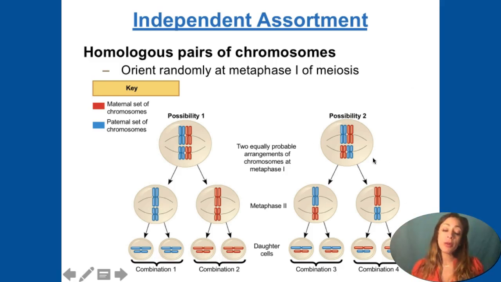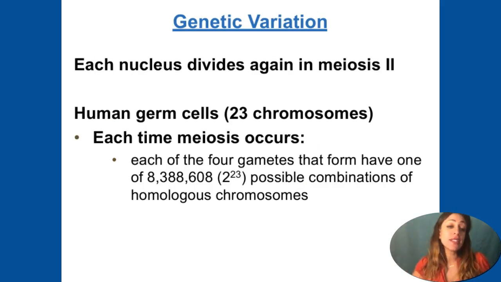Possibility number 2, though, remember, is that they completely randomly assort when they're going through metaphase. So right here, we don't have the 2 blues on one side, we have the big blue and the little red. They're going to separate completely independent of one another. So each nucleus is going to divide again in meiosis 2. Remember, we have 2 daughter cells, and then at the very end of meiosis 2, we end up with 4 unique daughter cells.